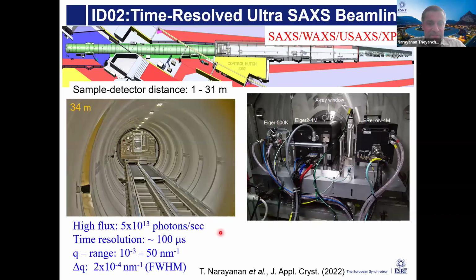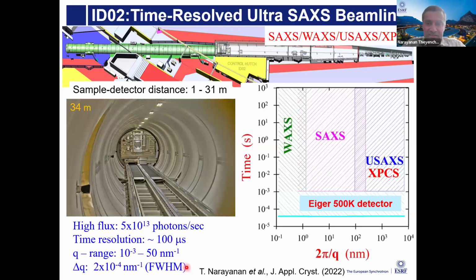These are the typical parameters which we can achieve with two-phased undulators: a monochromatic flux of something like 10^13. With the Eiger 500K, we can have a detector time resolution of something like 100 microseconds. The main feature is this very large Q range, I will come back to that again. And then the high angular resolution obtained at the farthest detector distance.